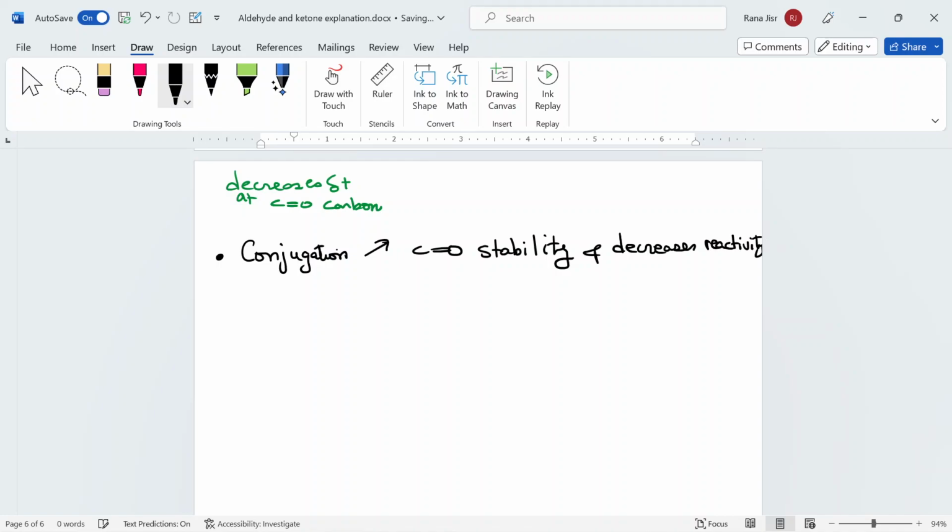Let's have an example. Let's say we have a ketone, and we are comparing it to a conjugated ketone over there, and we are comparing those two to a more conjugated ketone. Over here, this is a more conjugated system. This system has 4 p orbitals. This one has 6 p orbitals, and this one has 2 p orbitals.